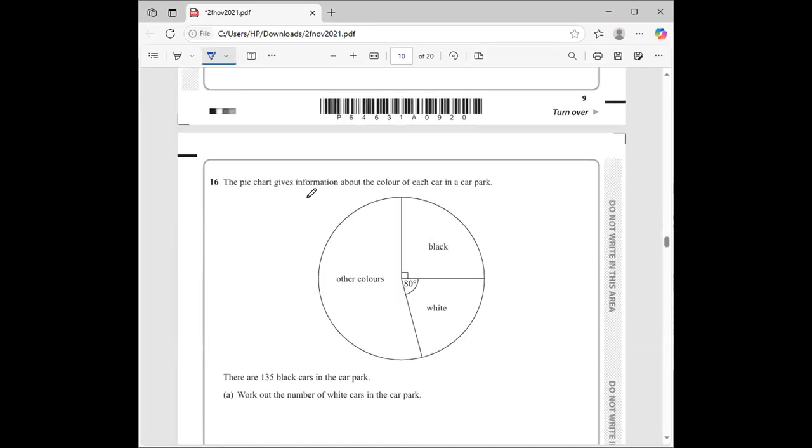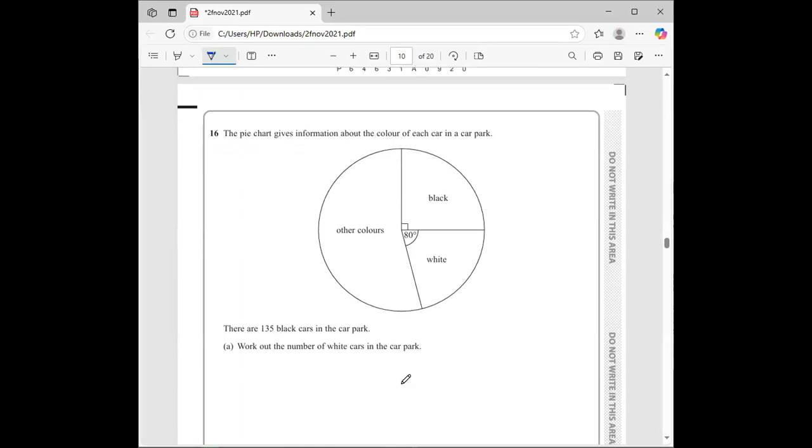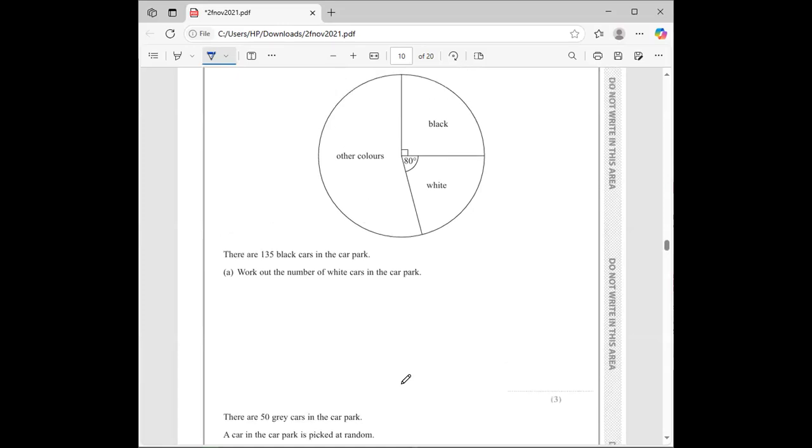Okay, so it says the pie chart gives information about the color of each car in the car park. So we have black, white, and other colors. It now says there are 135 black cars in the car park. It says work out the number of white cars in the car park. So they're clearly expecting to see workings. Okay, so let's do this.